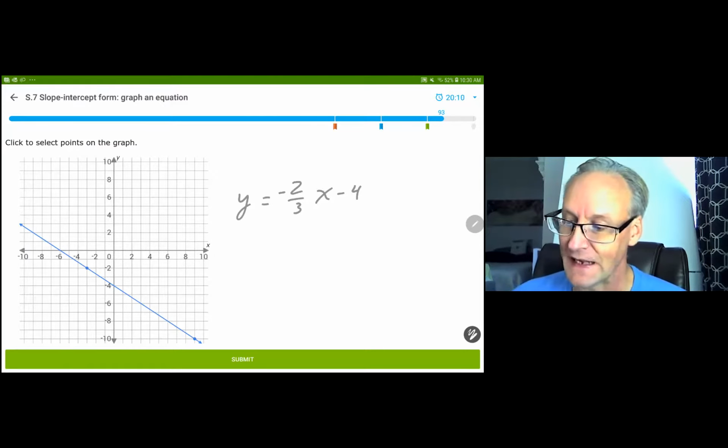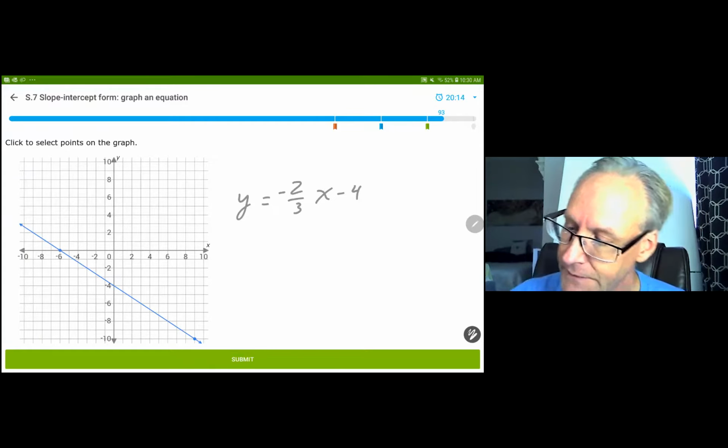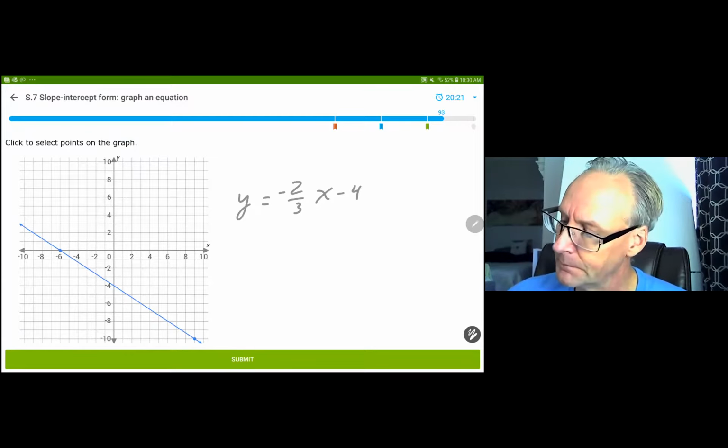If I go up 2 and back 3, I'm still going to be on my line, aren't I? By the way, if I wanted the x-intercept, let's see where it is. Up 2 and back 3, there's my x-intercept at negative 6, 0. My y-intercept is here at 0, negative 4.